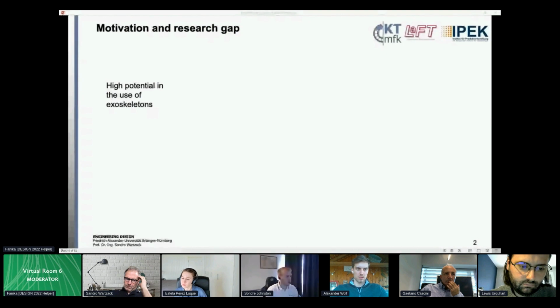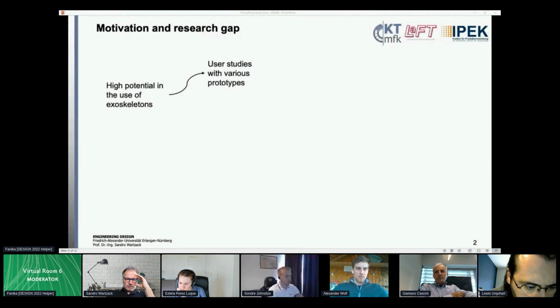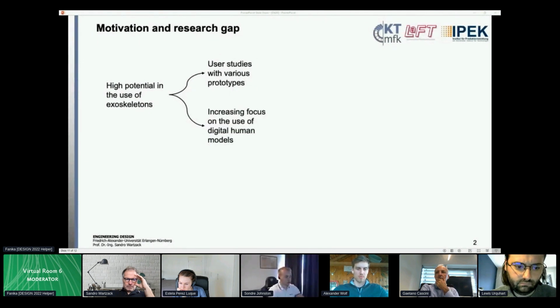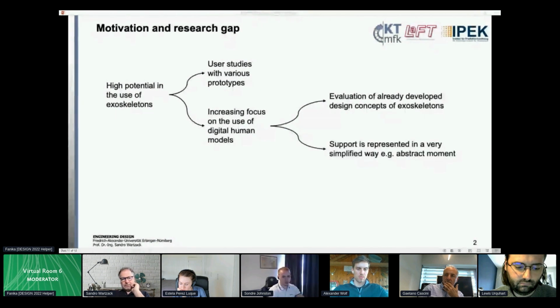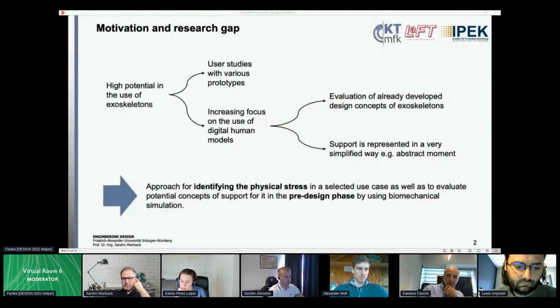Some words concerning the motivation. The paper is about the design and optimization of exoskeletons. There's a high potential in the use of exoskeletons to reduce work-related musculoskeletal disorders. And there are different possibilities to develop, analyze, and evaluate exoskeletons. You can do user studies with various prototypes, or you can use digital human models. However, these digital studies often consider already developed design concepts of exoskeletons, or the support provided by the exoskeleton is represented in such a simplified way that it makes it very difficult to derive concrete design changes. Consequently, we present an approach for identifying the physical stress in the digital user in a selected use case on one side. And on the other side, we are evaluating potential support concepts in the pre-design phase by using biomechanical simulation.